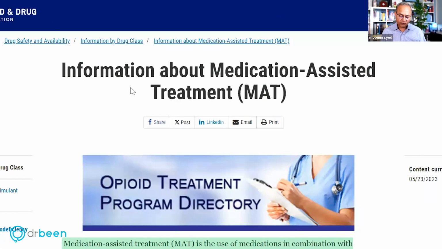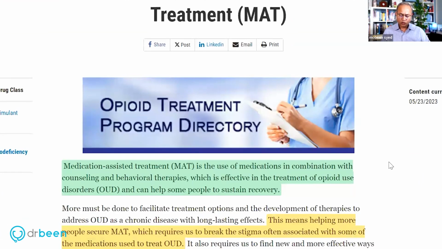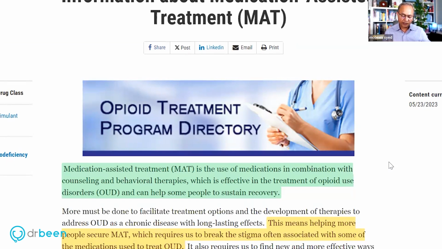Some of the references for the talk today. Number one here, the US Food and Drug Administration's information about medication-assisted treatment. So we'll talk a little more about that opioid treatment program. Today's lecture is not about the opioid treatment. Today's lecture is how our body reacts to opioid usage. However, near the end, you will see that diagnosis and treatment is touched on. So I have that reference here.